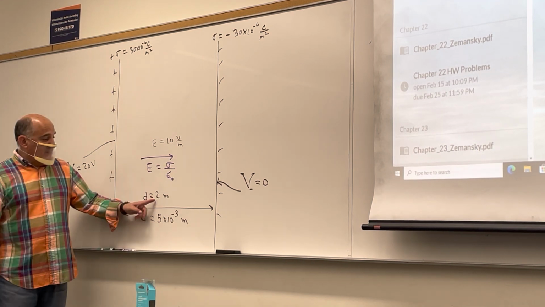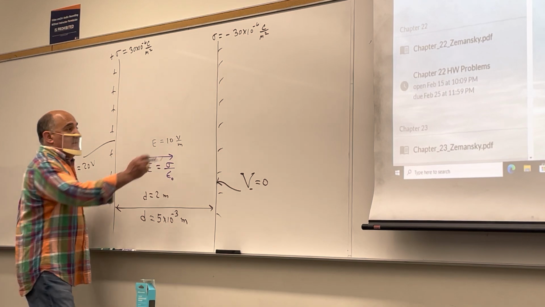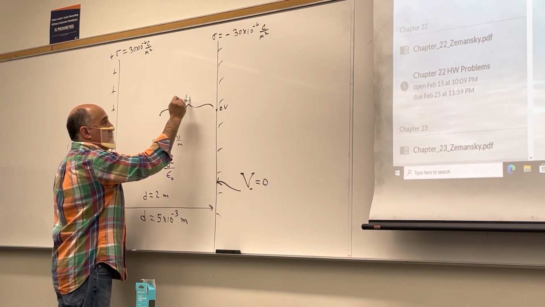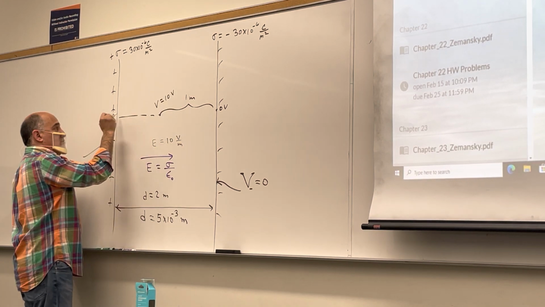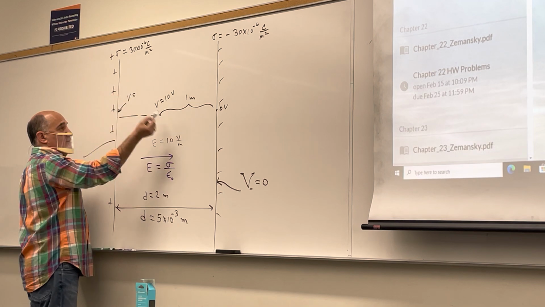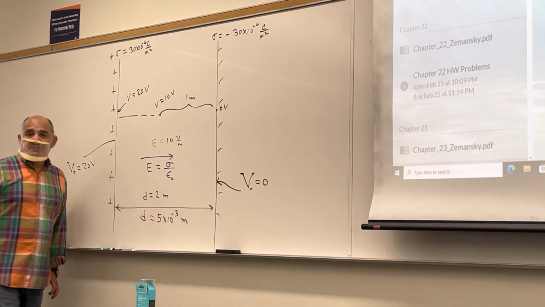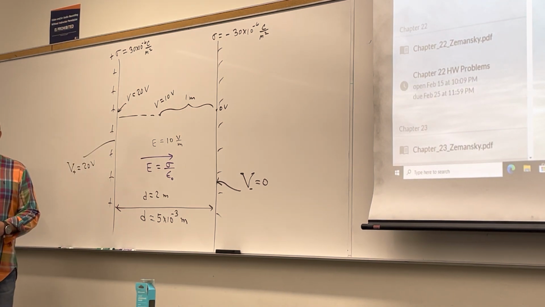If this distance were 2 meters and this happened to be 10 volts per meter, the potential there is 0. 1 meter away, the potential there will be 10 volts. And over here, it'll change by another 10 during that 1 meter, so it should be 20 volts. So maybe one of the questions is, what's the potential of this plate? Let's see.